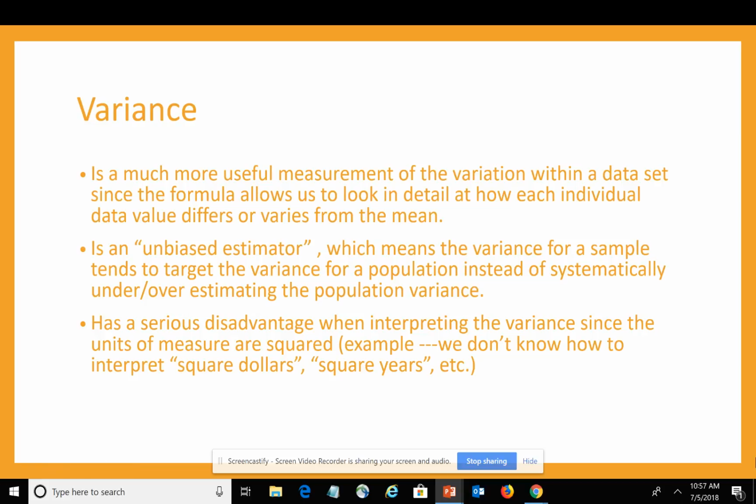I am going to show you the formula, but again, please do not get caught up in the formula and the symbols, because we are going to use the technology to help us perform these calculations.